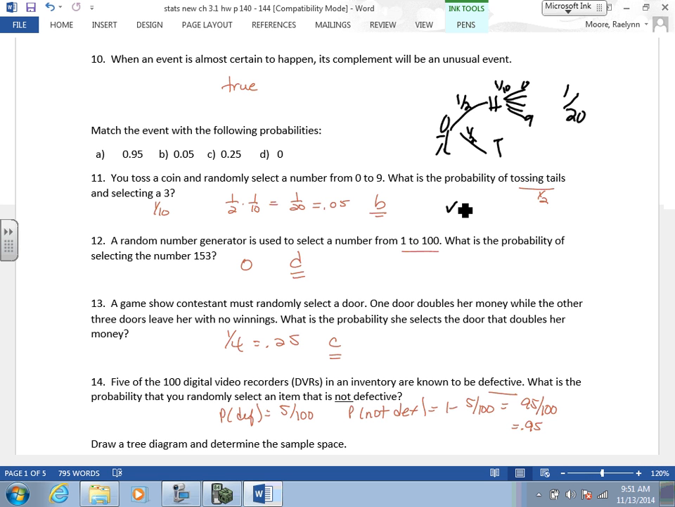You could also judge which one has a higher probability just by looking at it. Like for B, that's got to be probably the smallest one. The next one, you can't find that. So there's your 0. There's your uncertain. There's your impossible.